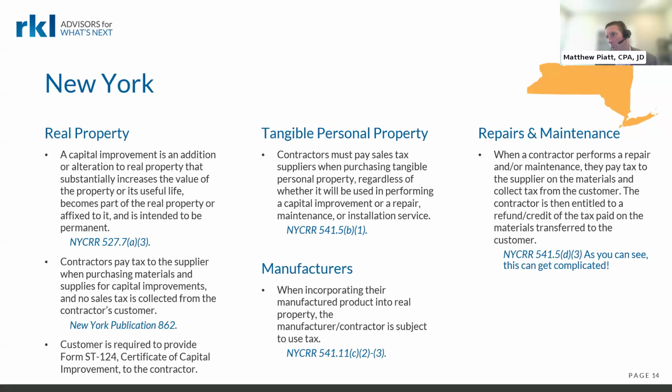New York's got a publication similar to the New Jersey bulletin. Another good resource is this publication. It's 862, New York's contractor sales tax publication. Similar to the ST8 in New Jersey, New York has this form ST24 that the contractor needs to get from their customer to not charge sales tax on that.